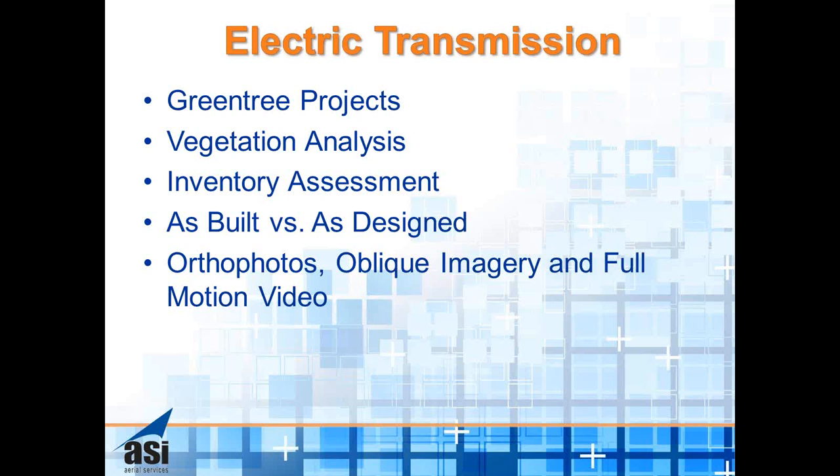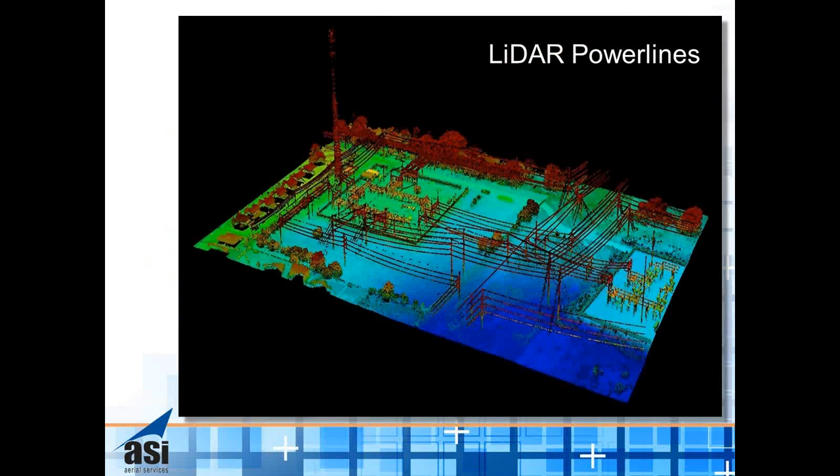We can do inventory assessments. We can do as-built versus as-designed. A lot of companies with power lines want you to fly at the beginning of a project, and then after everything's put together, the last thing they want is for it to be flown so we can verify that it was built as it was designed, or if there are any changes, they're going to be able to detect those in the survey that we provide. We can provide the orthophotos, we can provide the oblique imagery, and full motion video.